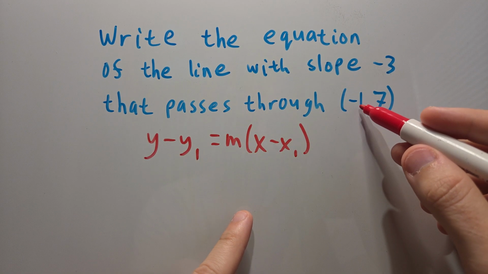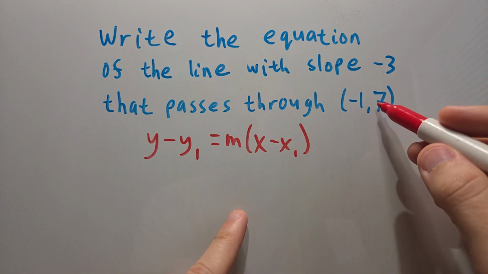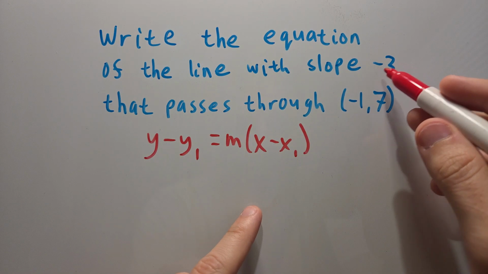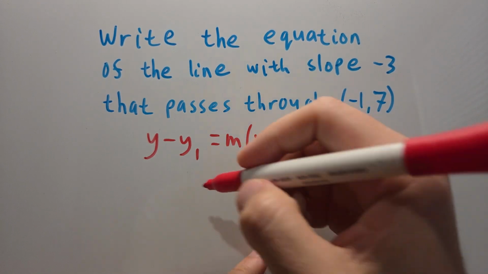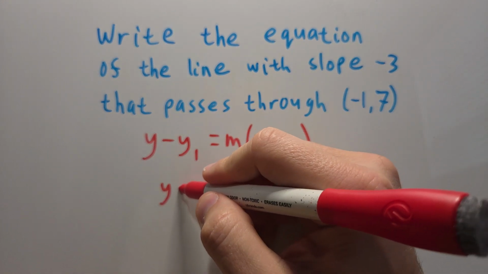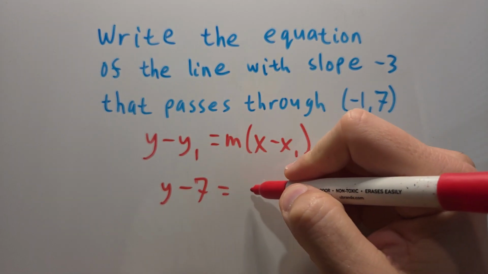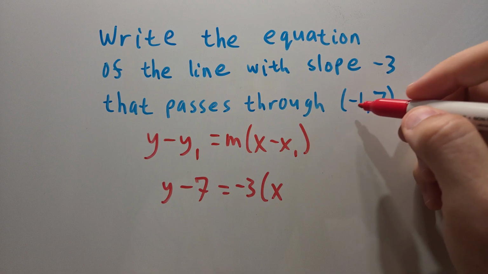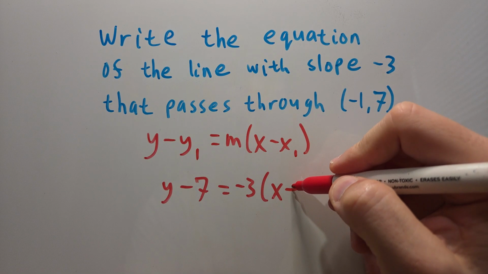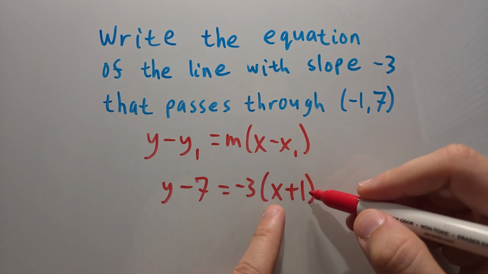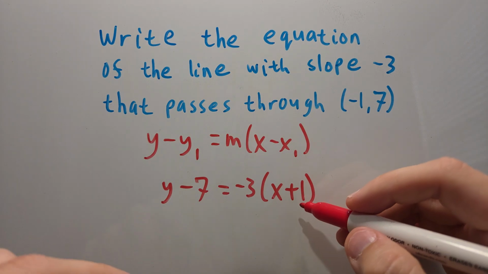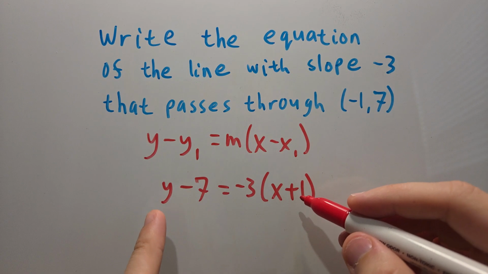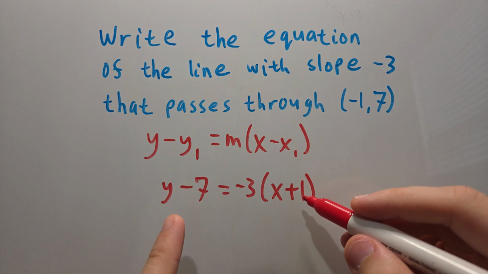So I'll plug in -1 for x sub 1, 7 for y sub 1, and -3 for m. So this is y minus 7 equal to -3 times x minus -1. When you do that, that's x plus 1. Subtraction of a negative. And that is the equation of the line in point-slope form.